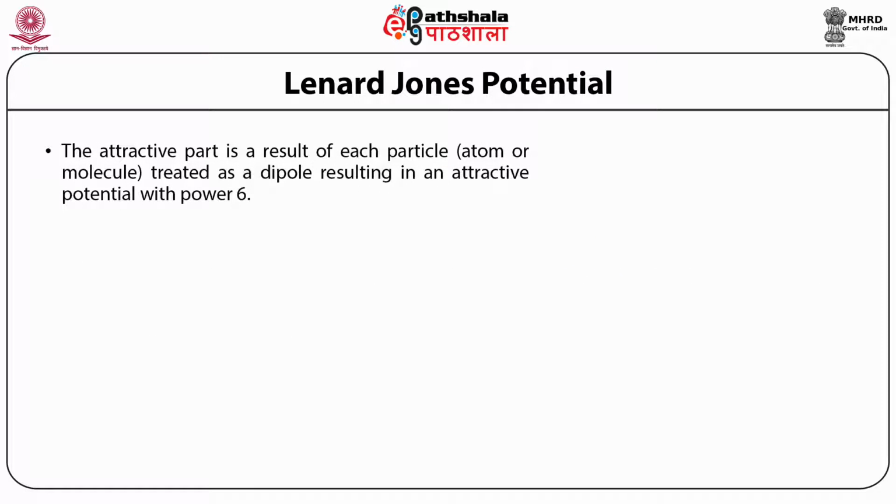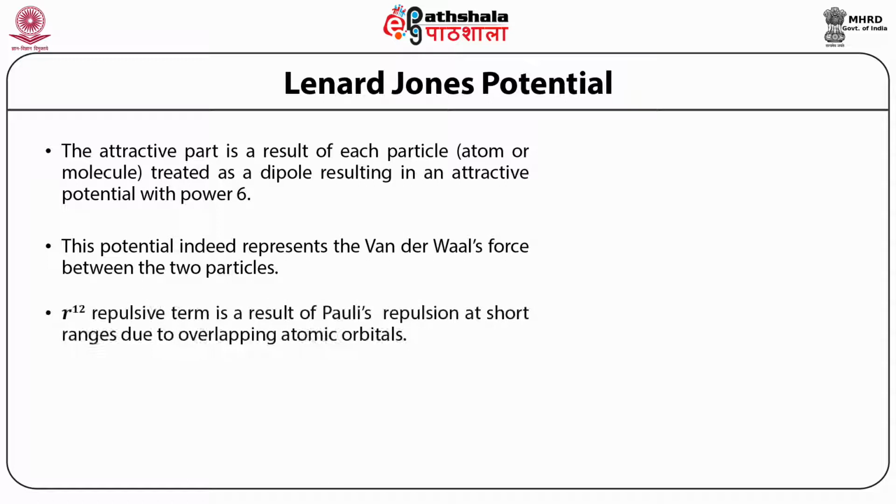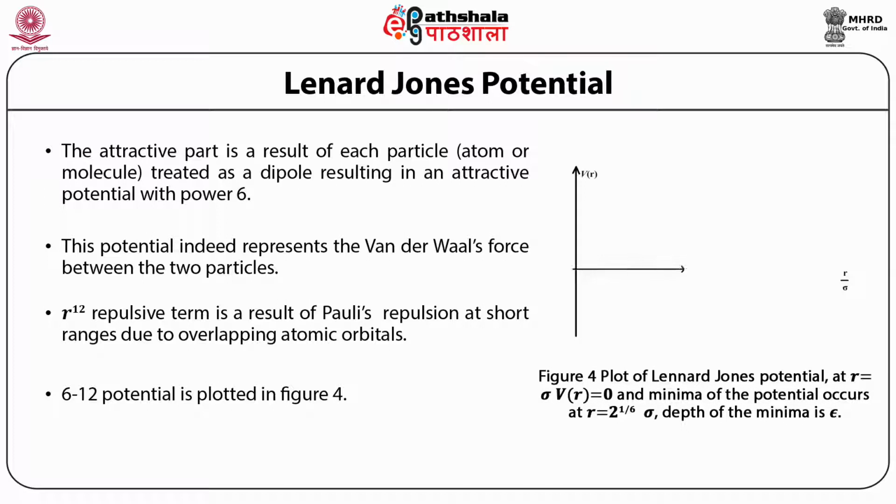The attractive part is a result of each particle, that is atom or molecule, being treated as a dipole, resulting in an attractive potential with power 6. This potential indeed represents the van der Waals force between the two particles. The r raised to power 12 repulsive term is a result of Pauli repulsion at short ranges due to overlapping atomic orbitals. The 6-12 potential is plotted in figure 4. One can see that the minimum of the potential occurs at r equal to 2 raised to power 1/6 times sigma, and the depth of the minimum is epsilon.